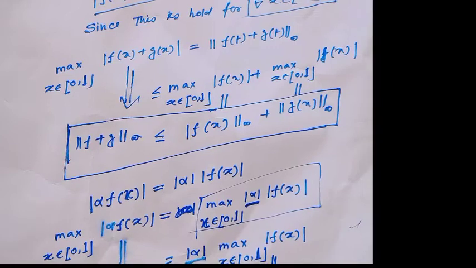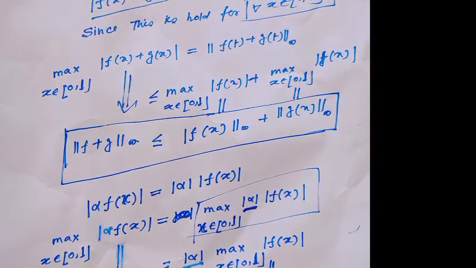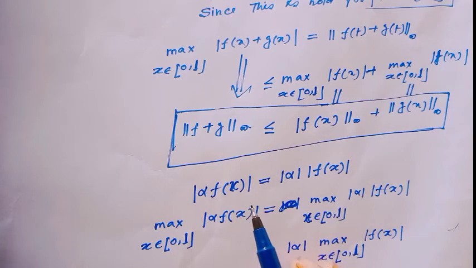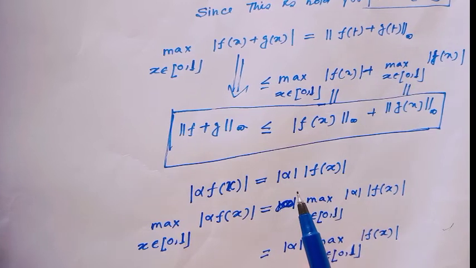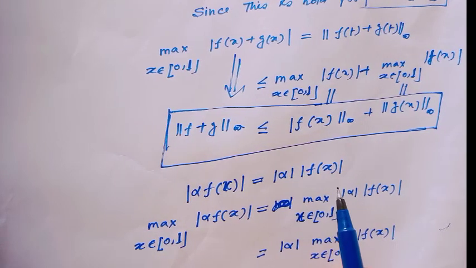Now I will see our second condition. The absolute value of alpha times f(x) will always be the absolute value of alpha times the absolute value of f(x).